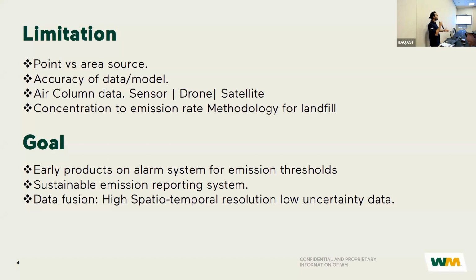If there's any model that has already been implemented on the landfill side to find an emission rate for an area source, accuracy of the data or the model is really important here because we are trying to account for those, so we can take action on those data. It's the air column data. Which one do we need to use? Should we translate the concentration from the ground-based measurement to an emission rate at breathable height, or should it be the atmospheric emission rate? These are the questions to answer.